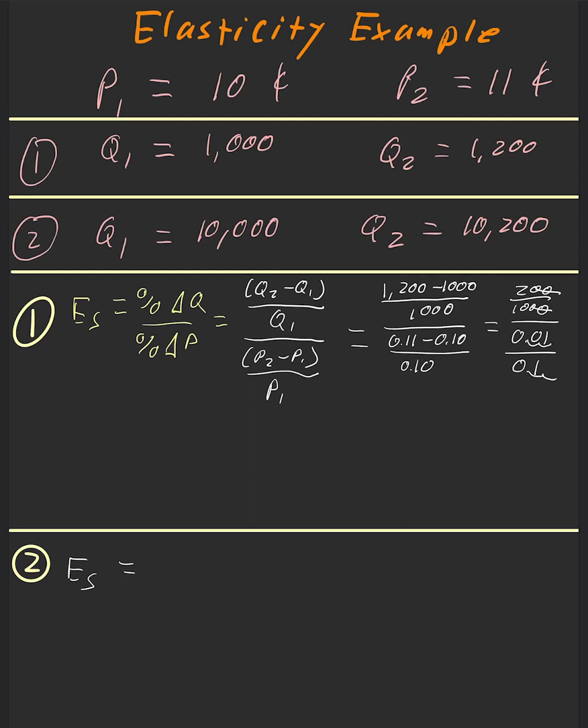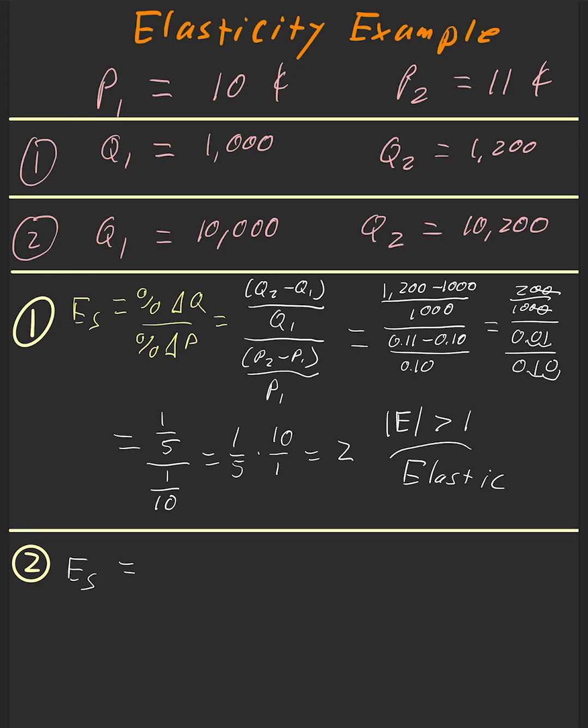For simplification purposes, I'm going to do this all in one fell swoop. 2 over 10 is the same as 1 over 5. We move 2 decimal points so we get 1 over 10. The trickiest part is probably invert and multiply. And now, of course, we'll easily see we get an elasticity of 2. Remember, our absolute elasticity greater than 1 means elastic. Simply put, we saw a 20% increase in production for a 10% increase in price.